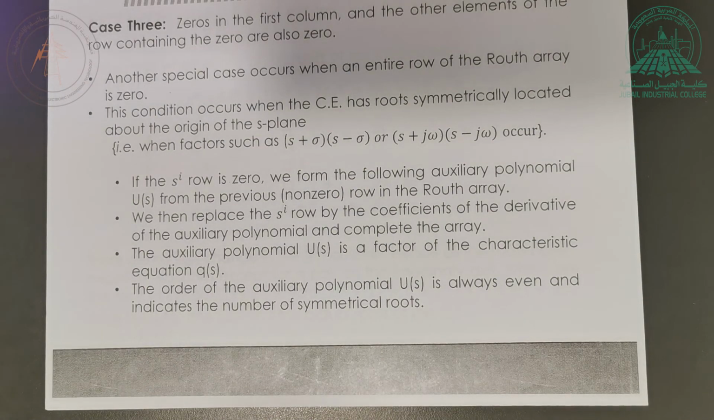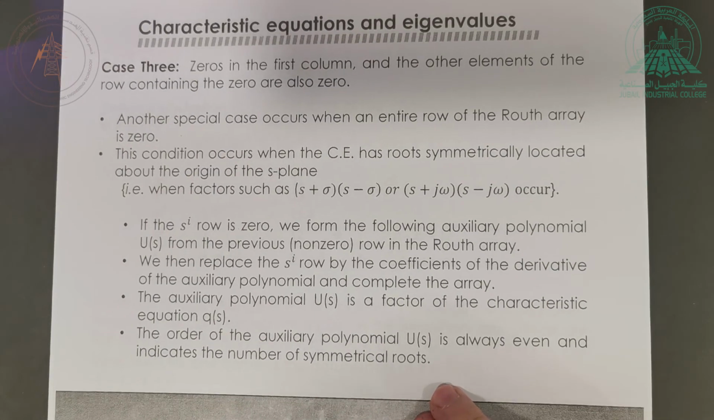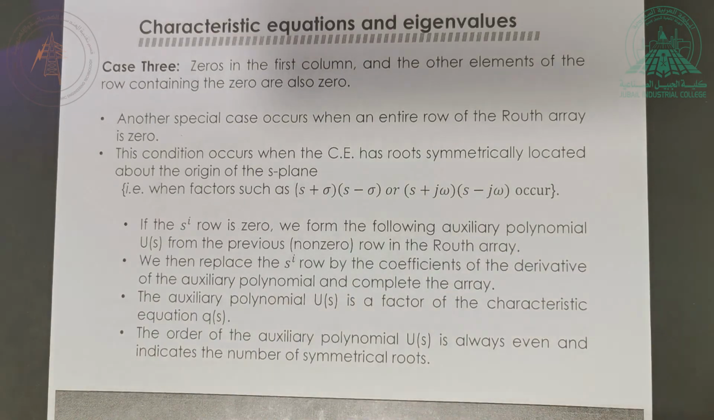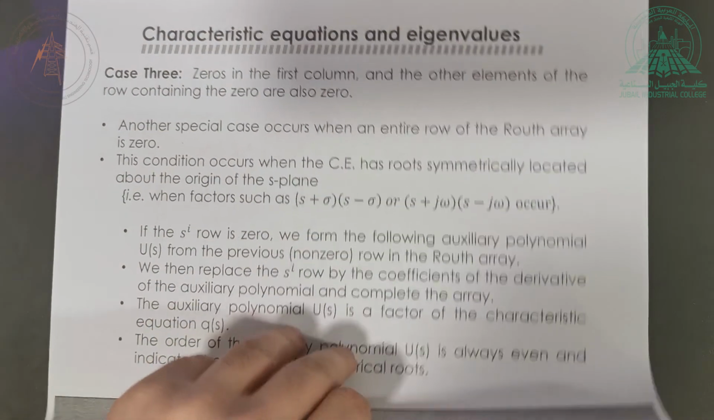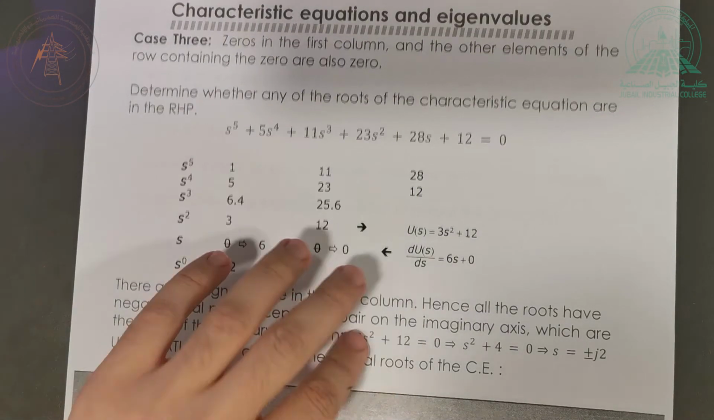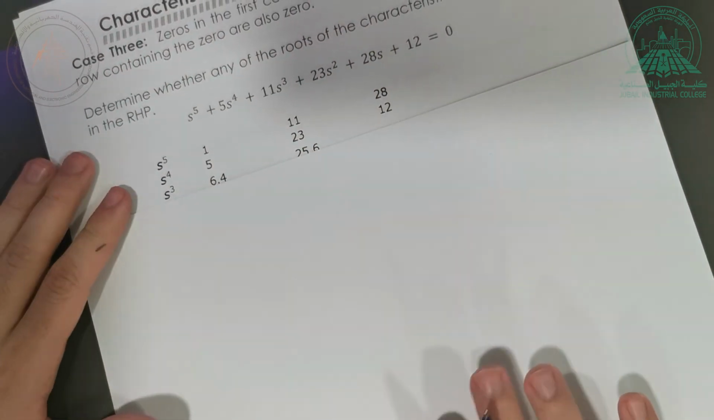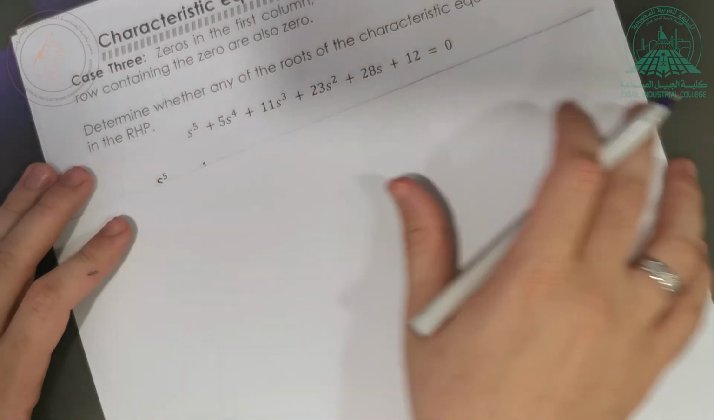Okay, now case 3. Case number 3 actually happens if an entire row, not only the first column, is equal to 0. The whole row is equal to 0. So what do we do in that case? Here we have the steps. Rather than just reading the steps, we'll dive into the example right away, and then I'm going to explain what we should do in that case.